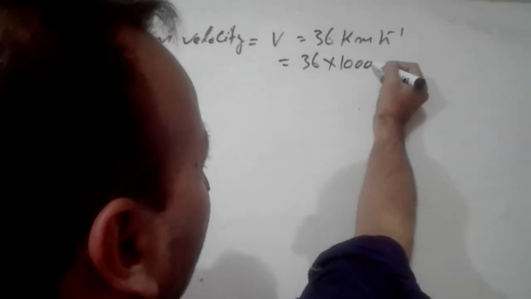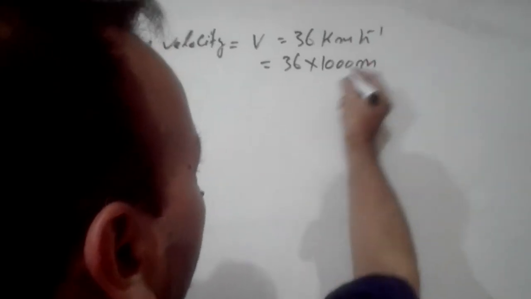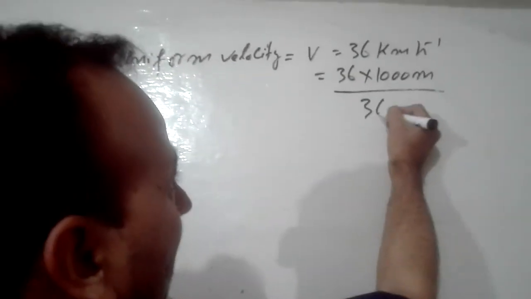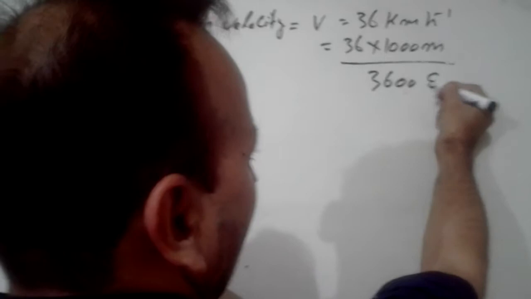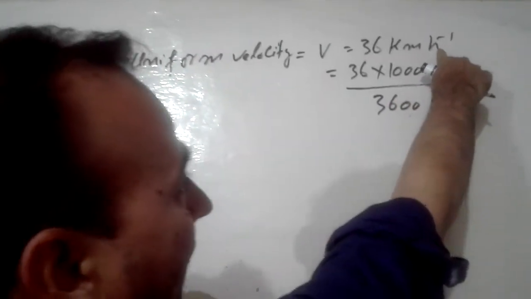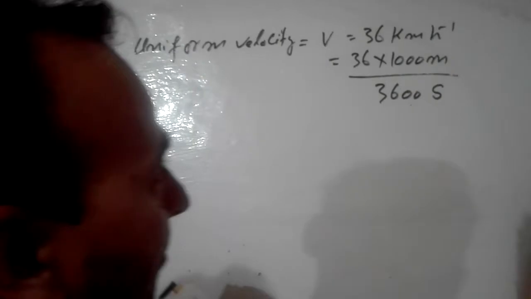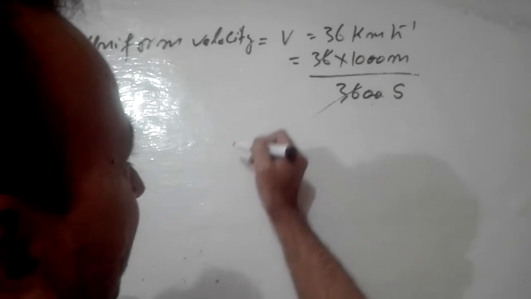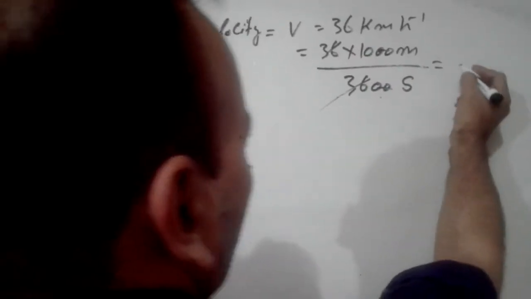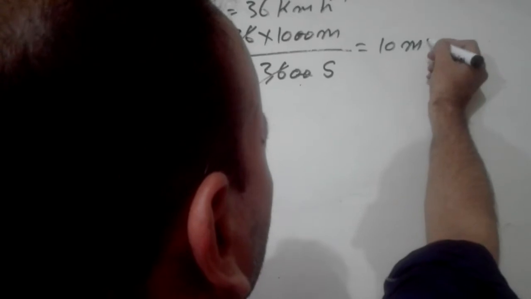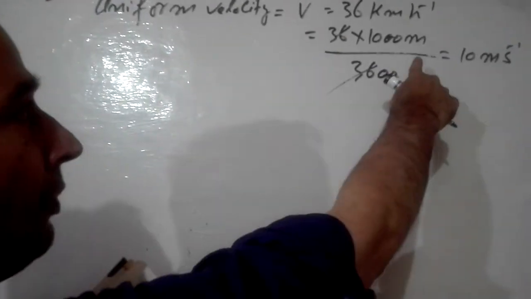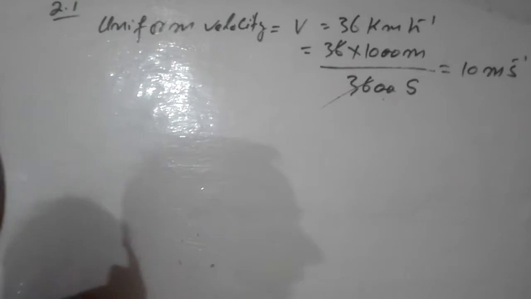So kilometers change now into meters. And per hour means you have to divide by the hour time. How many seconds in 1 hour? 3600 seconds in 1 hour. So I have converted this per hour into seconds. Now simplify this: 2 zeros cancel with these 2 zeros, 36 cancels with the 36, only 10 remaining. So it means 10 meter per second. We can write S as per second. So now the uniform velocity of that body has been converted into meter per second, that is 10 meter per second.